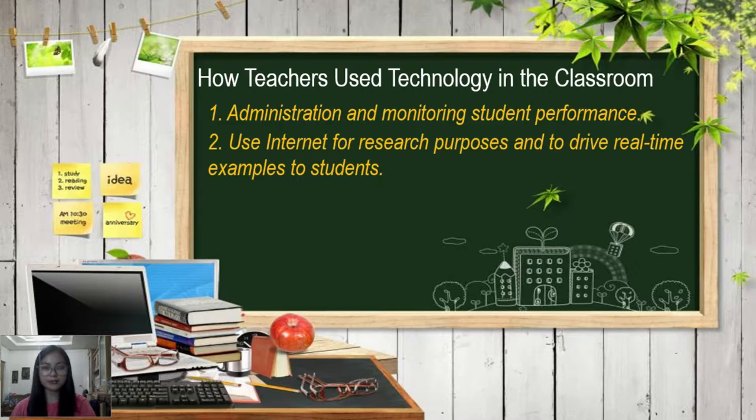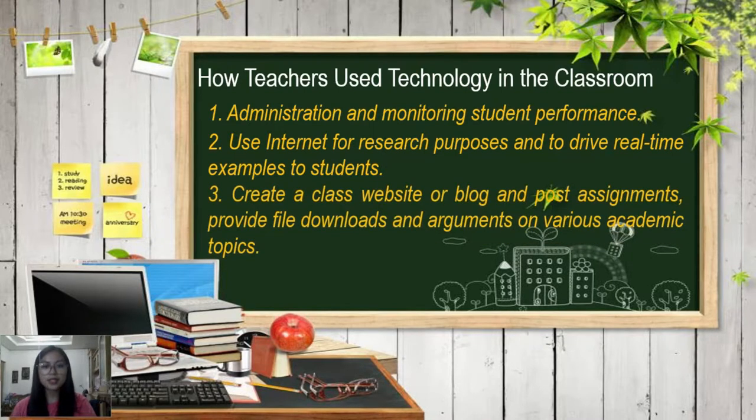Next, use the internet for research purposes and to provide real-time examples to students. Of course, this is the very essence of technology because this is where pieces of information can be read through the internet, and to give real-time examples to the students, like examples of things which are not common to them. Next is creating a class website or blog and posting assignments, and providing file downloads and arguments on various academic topics. It is very common to have a Facebook page in a certain class or group chats in Messenger. In terms of our class, we have Canvas for us to see the different courses, our assignments and activities to be done.